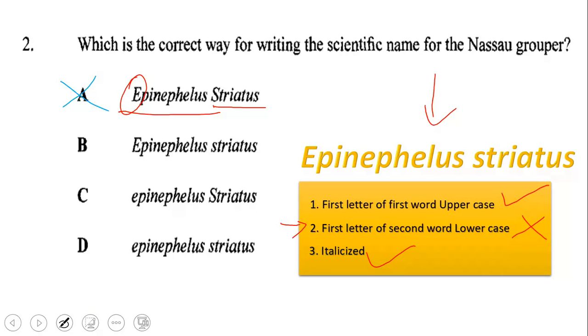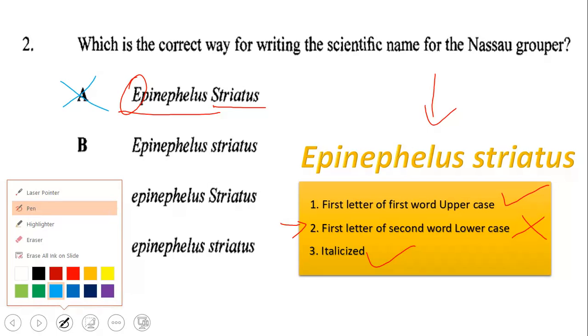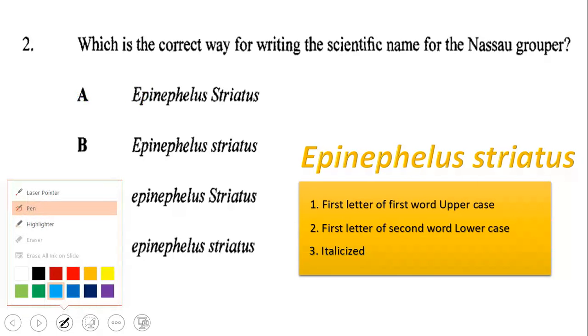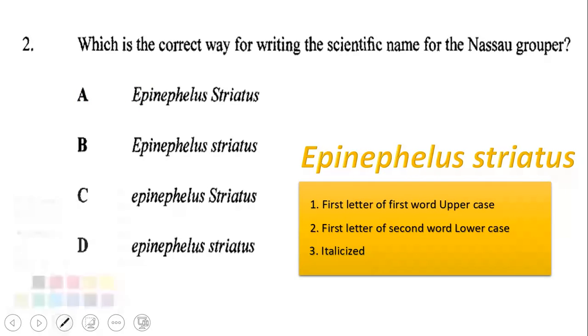Let's consider C. And let's consider the first word of C, and let's consider the first letter of the first word of C. The first letter of the first word in C is E. And E is not uppercase. So that criteria is not satisfied.